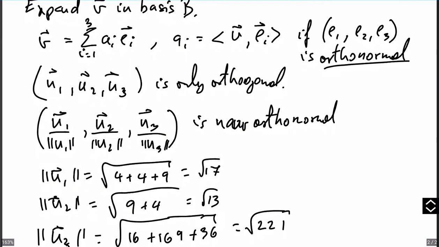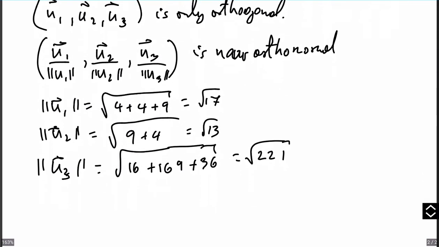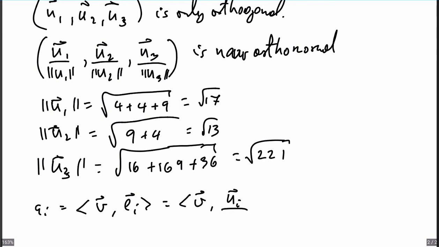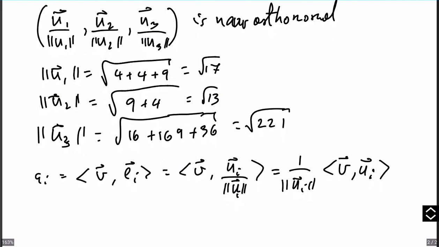Instead of writing it right now, dividing entry by entry, let me just leave the norms there with their notation. So what we know is that the ai is supposed to be the inner product of the v vector with the ei's, and that right now is the inner product of v with ui divided by the norm of ui. And since the norm is a real number, we can factor this out. So basically we are postponing using the exact form for the norm until the end.